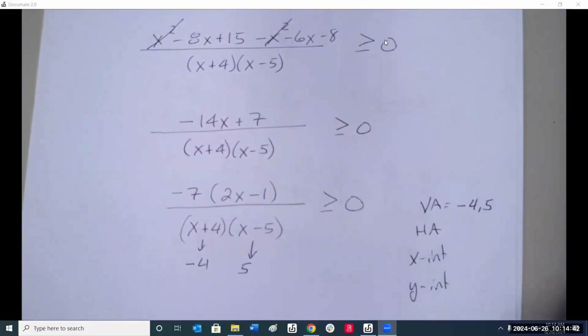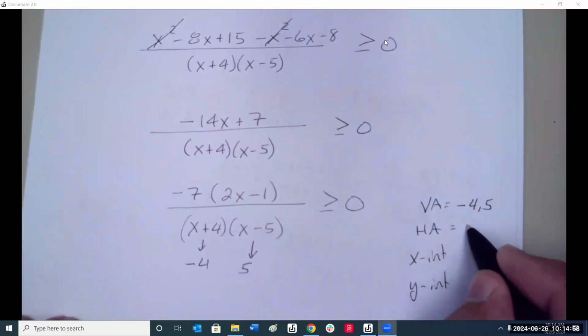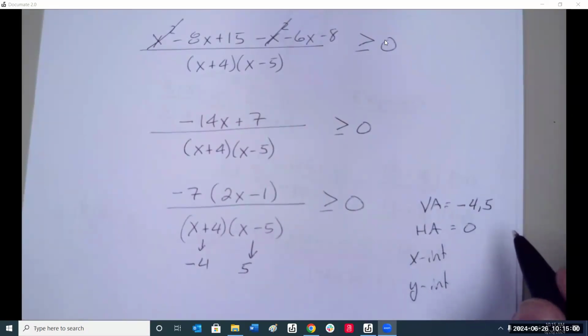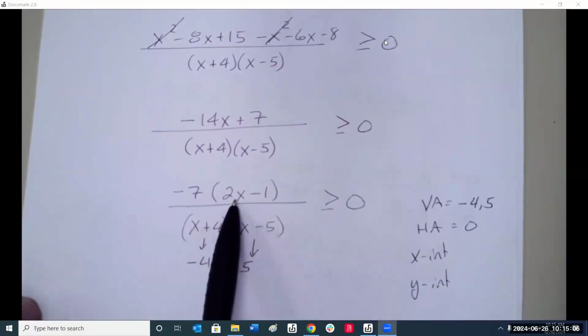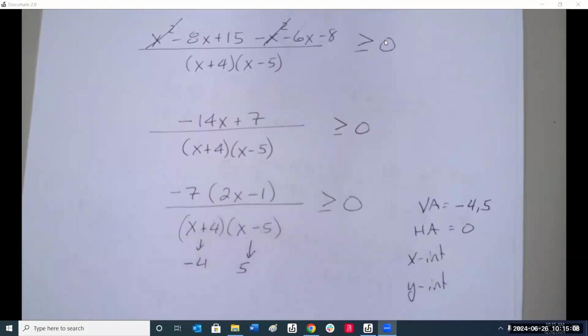What about a horizontal asymptote? Why would it be 0? There are more x's on the bottom than the top. Very good. Because on the bottom it's x squared, on top it's just x. So it goes to 0.